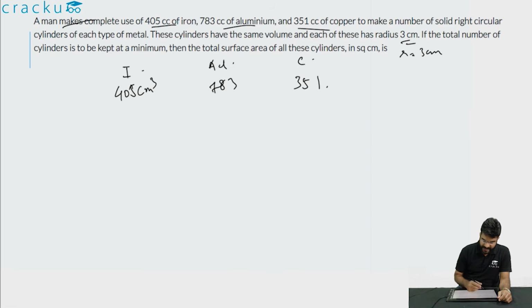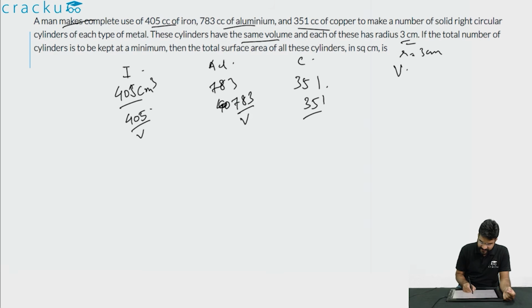So we have to ensure that each of the small cylinders has the same volume. Let us assume that the volume of the small cylinders is V. As the total metal is 405, for example in iron, the number of small cylinders that he'll make of iron is 405 by V. Similarly, the number of aluminium cylinders is 783 by V, and the number of copper cylinders is 351 by V. These are the different cylinders of different metals that he'll make.